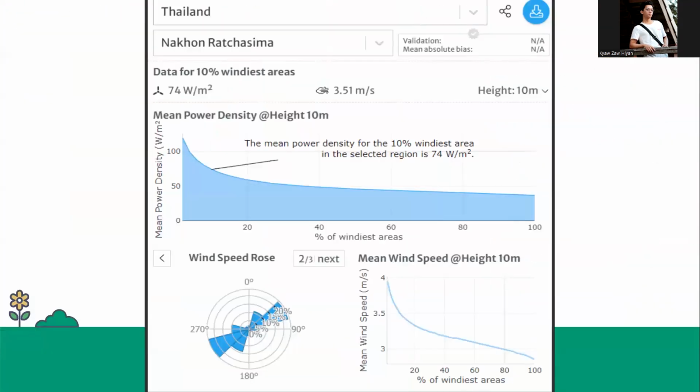We're specifying a point of location and the height to obtain the data of wind speed, wind energy density, and wind direction, etc., to proceed with our process of designing a blade. Here we see the maximum wind speed is 3.5 meters per second and the wind energy density is 74 watts per meter squared. In Nakhon Ratchasima, the wind is mainly from the northwestern, southwestern, or northeastern part of the region.